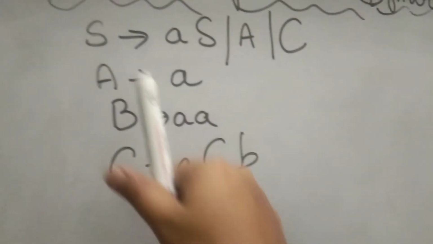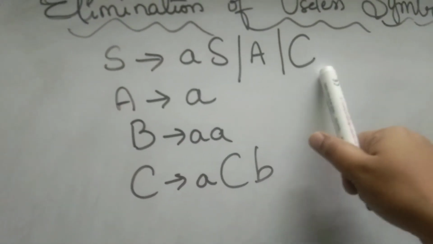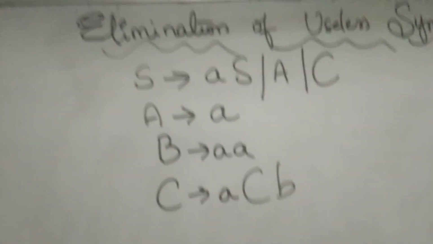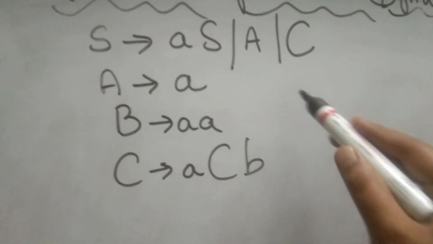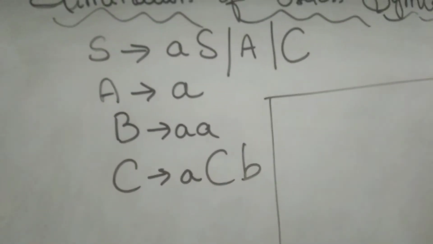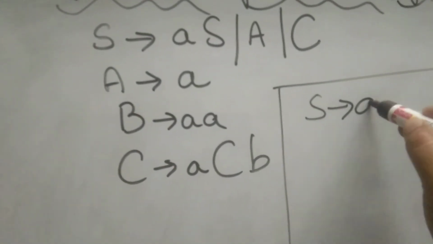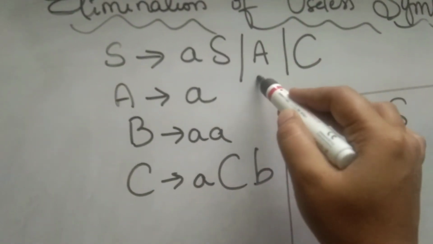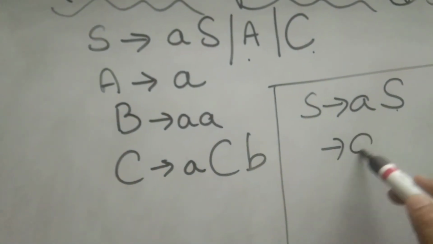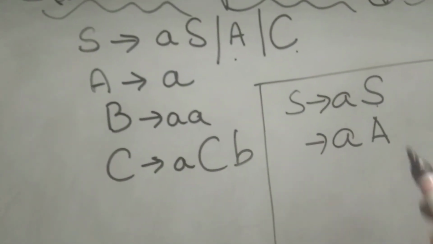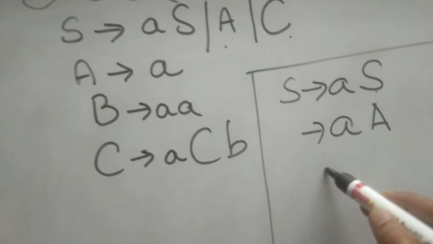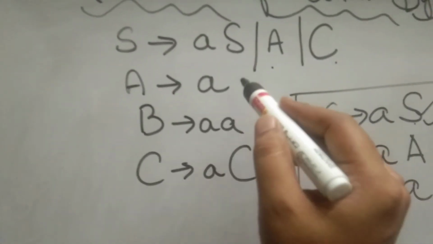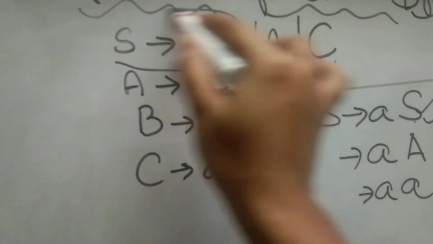That is S tends to AS or A or C, and A tends to A, B tends to AA, C tends to ACB. So always you can check from the starting production onwards. The first production is S tends to AS. In this AS you can substitute either A or C. I am substituting A, and now this A is replaced with A. So AA, then it is a useful production. So S tends to AS is useful.